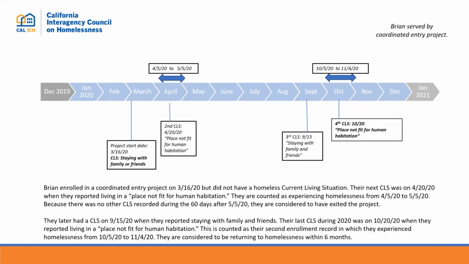They later had a CLS on September 15th when they reported staying with family and friends. Their last CLS during 2020 was on October 20th when they reported living in a place not fit for human habitation. This is counted as their second enrollment record in which they experienced homelessness from October 5th to November 4th, 2020. They are considered to be returning to homelessness within 6 months in this example.